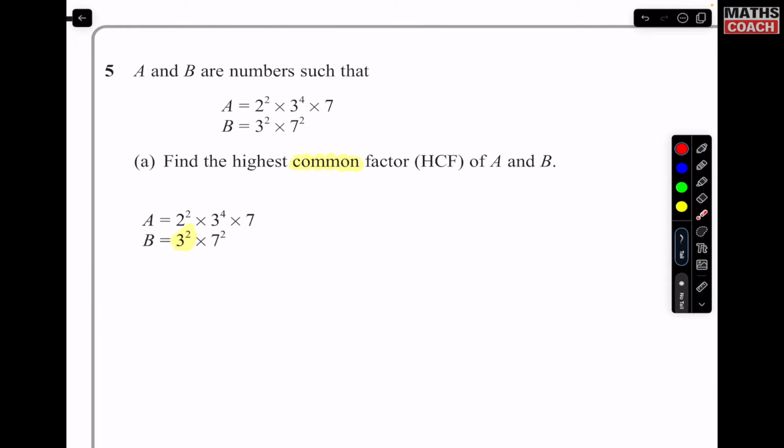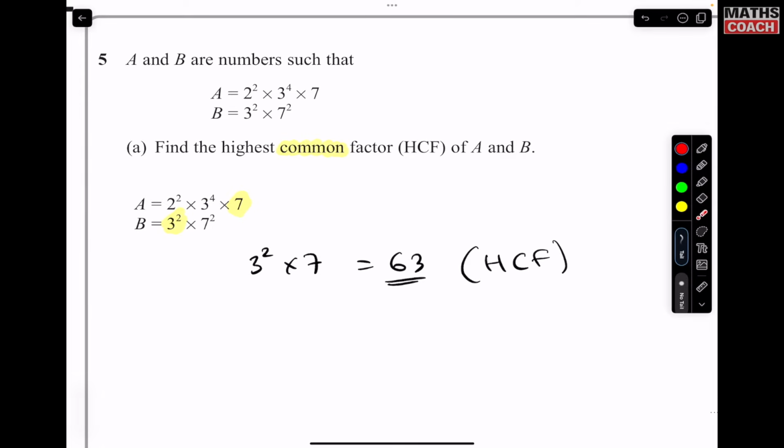Okay. This one's got 7. This has got 7 squared. So the minimum is 1, 7. So I'm going to highlight the 1, 7. So what do we have now? We've got 3 squared times 1, 7. And if we calculate that, that's 3 times 3 times by 7. That gives us 63. So 63 is the highest common factor.